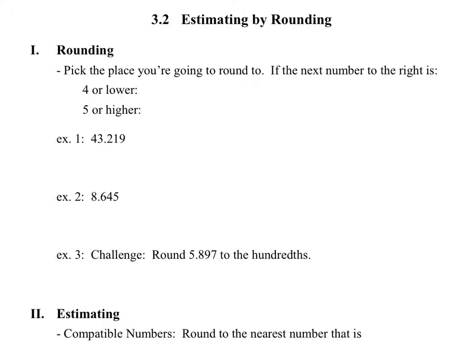When you're doing rounding, first pick the place or pick the digit you're going to round to. So which number are you stopping at? And then you look at the next number. If the next number to the right is 4 or lower, then you round down. So basically that means round down. And you don't actually take that digit you're keeping and make it smaller. You just keep that number, keep the digit the same.